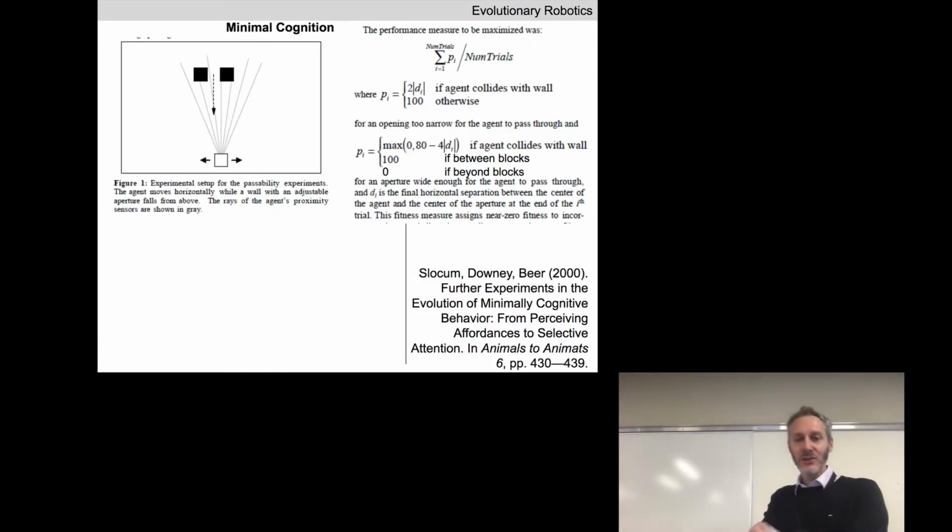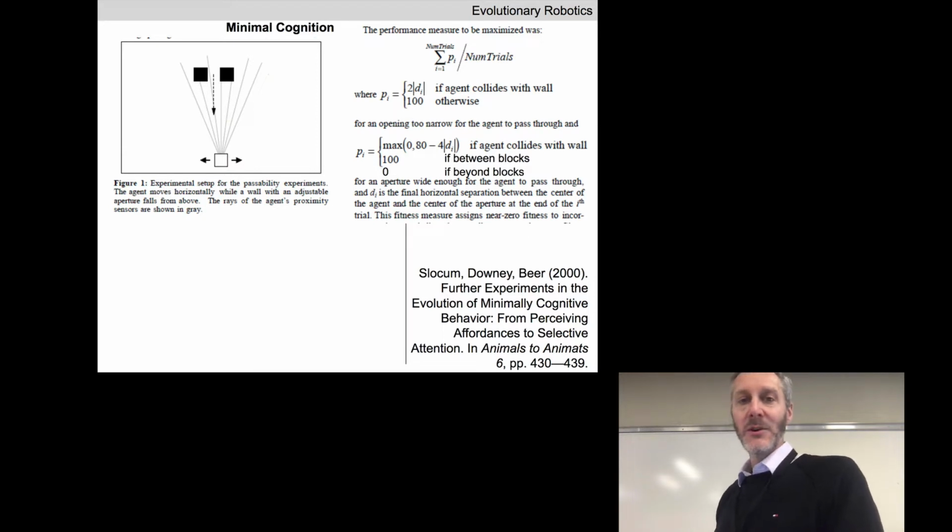Okay, so let's look at the first of our 4 minimally cognitive agents from this paper. What they're going to do in all 4 cases is use an evolutionary algorithm to evolve a robot to exhibit that behavior, which in our case, for the moment, is perceiving affordances. We are not going to talk today about the details of the evolutionary algorithm and the neural network. For our purposes, just remember that there is an evolutionary algorithm in the background.